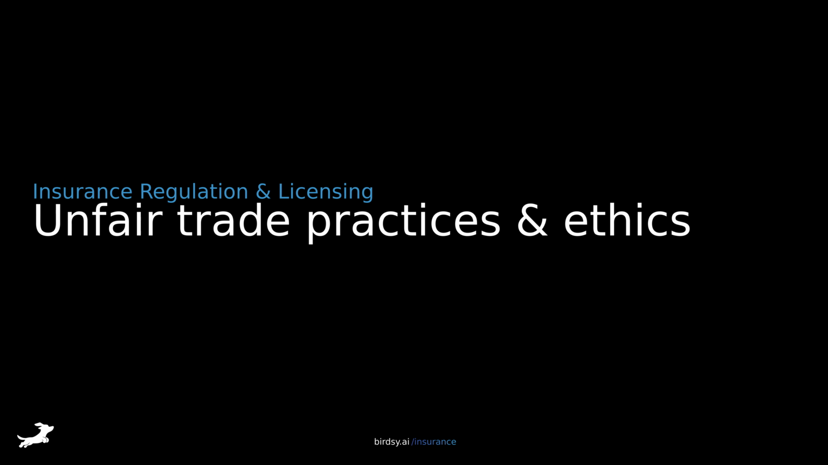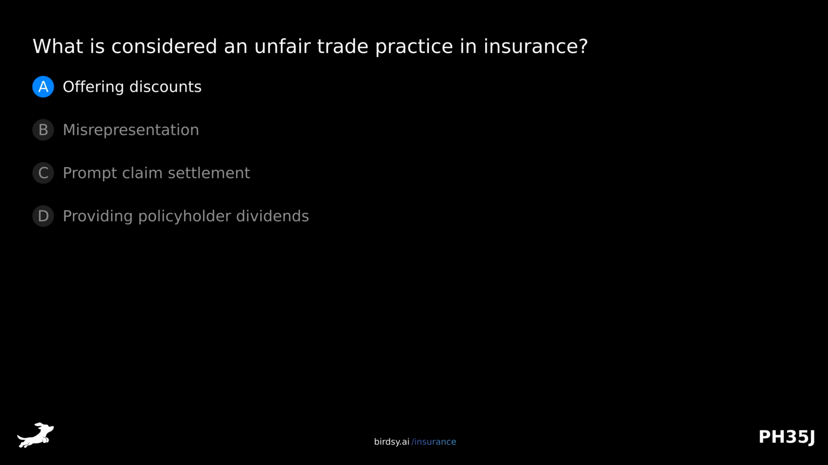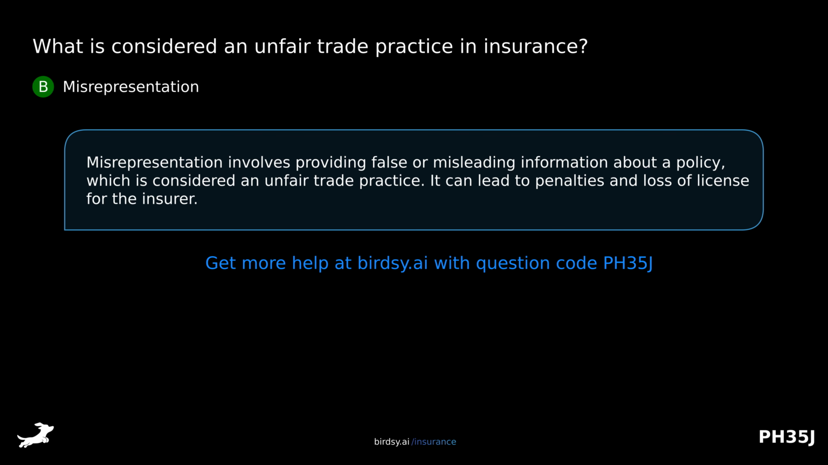Unfair trade practices and ethics. What is considered an unfair trade practice in insurance? Is it A, offering discounts, B, misrepresentation, C, prompt claim settlement, or D, providing policyholder dividends? The answer is B, misrepresentation. Misrepresentation involves providing false or misleading information about a policy, which is considered an unfair trade practice. It can lead to penalties and loss of license for the insurer.